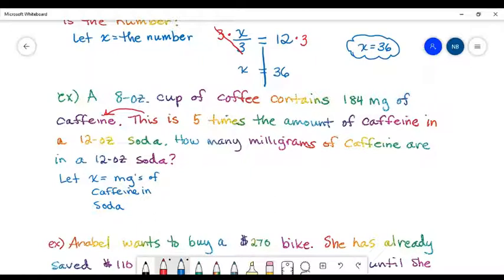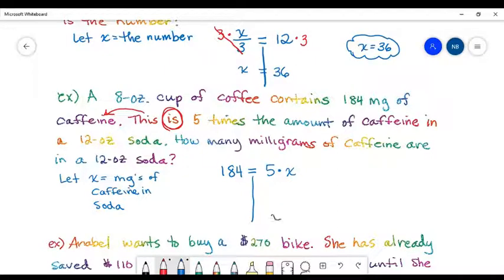Now let's go back and start translating. An 8-ounce cup of coffee contains 184 milligrams of caffeine. This, the 184 milligrams of caffeine, is, remember that word is, tells you where to put your equals. 184 is 5 times the amount of caffeine in a soda, which is given by x. There's our equation. This is a one-step linear equation.